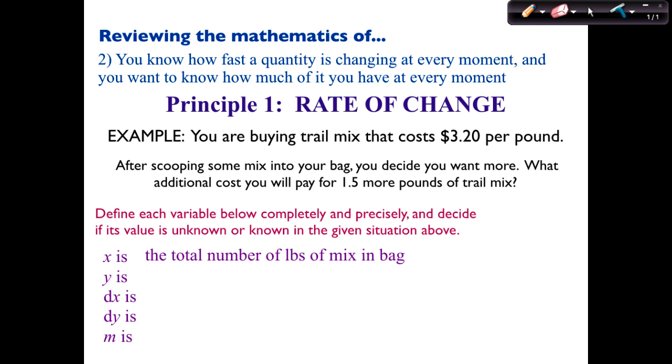The additional cost? That's what Y is? Okay, what do you guys think? So that actually what you said is something, but it's not Y. What is the additional cost? That would be dy, right? So yeah, that was good. You said it on the wrong one. Y then is total cost of whatever X pounds of the mix is. So then what would dx be?